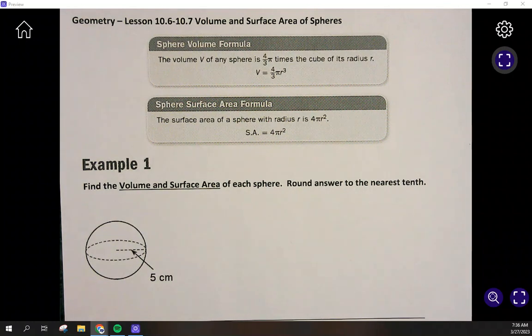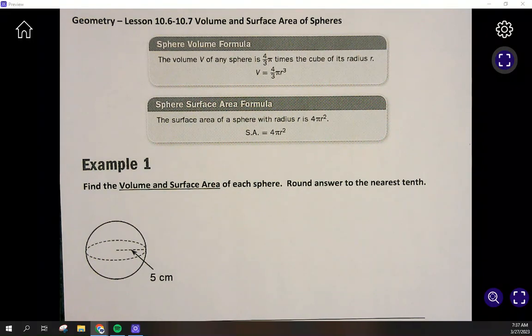This is lessons 10.6 and 10.7 in geometry. We're going to be looking at the volume and the surface area of spheres. So we're just going to jump right in. These have pretty straightforward, simple, consistent formulas that we're just plugging in the radius.